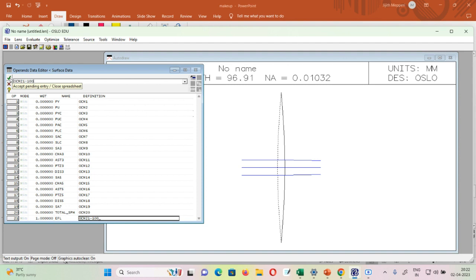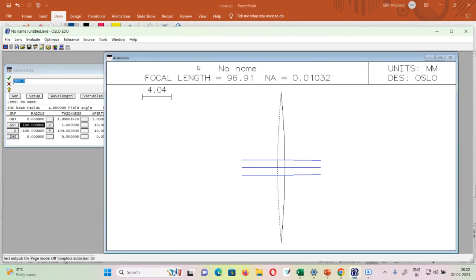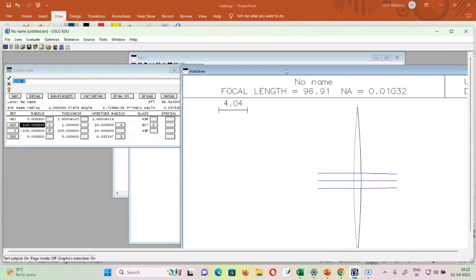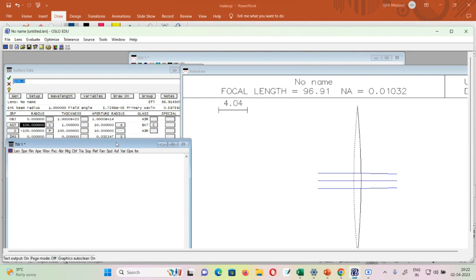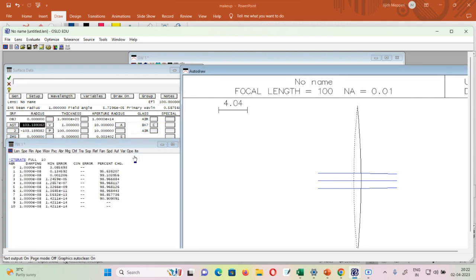What it will do is calculate the error from the current focal length to 100, and it will try to minimize that to 0. Whenever it is minimized, that means the focal length will become 100. This is the fundamental of this particular error function type. So we gave this one here, and now we have to go here for iterate and see.